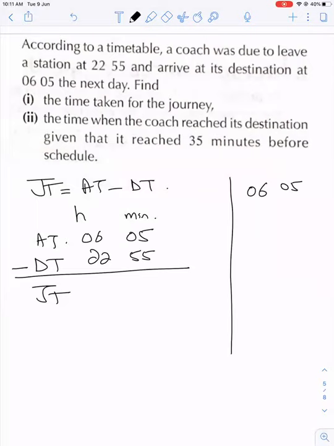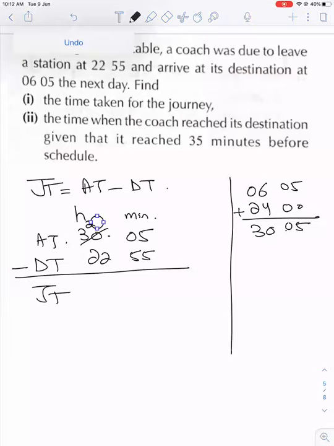So what you should do initially is that once you know that the arrival is the next day, from the arrival time given to you, you add 24 hours to it because the next day has started. So you add 24 hours to this and you'll get 30:05. So instead of writing 6 here, we'll write 30. Let's start solving. 55 minutes, you cannot subtract from 5 minutes. So you will have to borrow 1 hour from the hours column. This will be 29 hours left here.